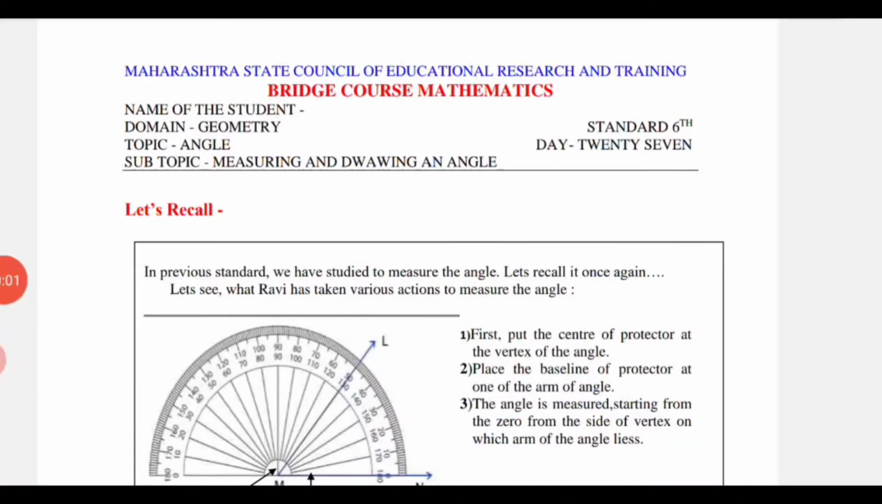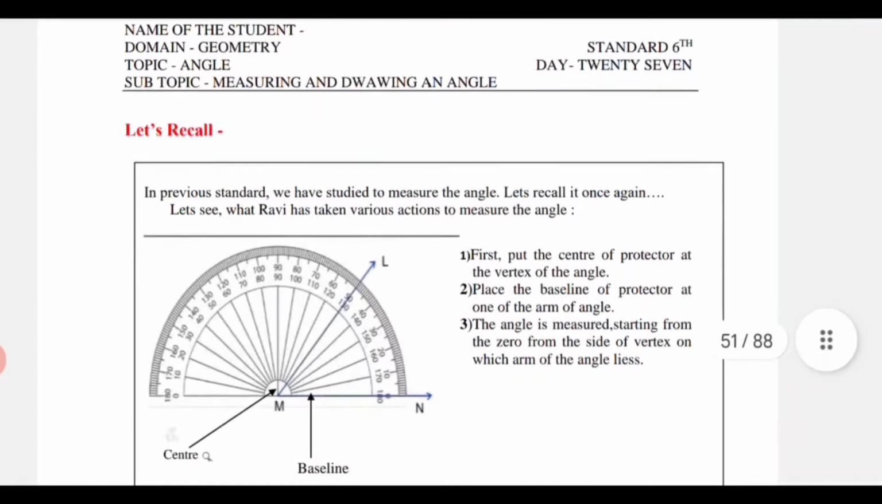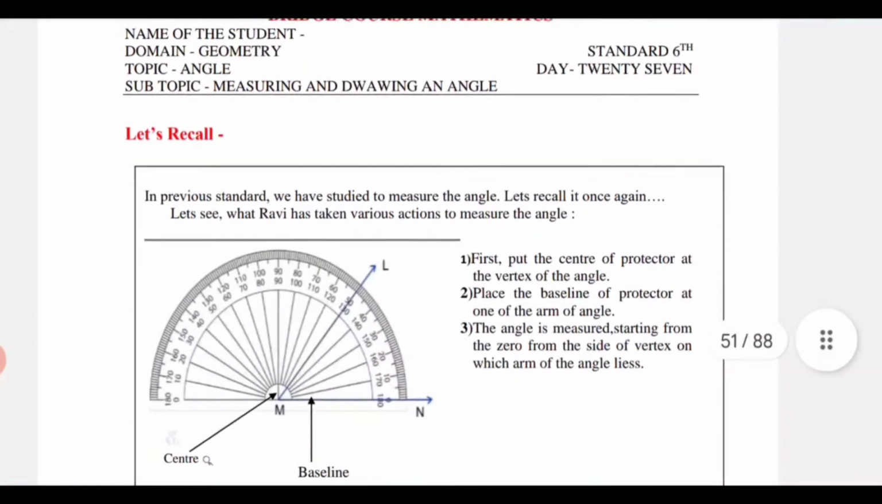So now we have come to day 27. Day 27 is dealing with area geometry. Topic is angle, subtopic is measuring and drawing of an angle. So let us recall what we have done in our previous standard for measuring the angle.